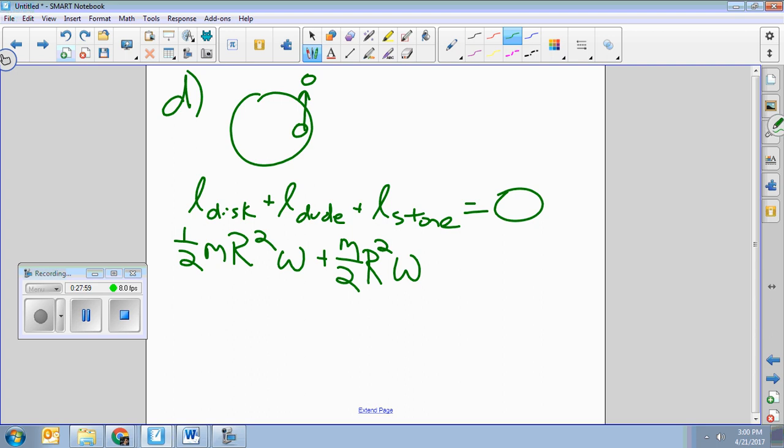All right, so is everybody good up to there? All right, now, plus the angular momentum of the stone. We can do m r cross v, can't we? But notice, what's true about my r and my v? They're perpendicular. So this just becomes the mass of the stone, which is m over 20, times r times v naught.